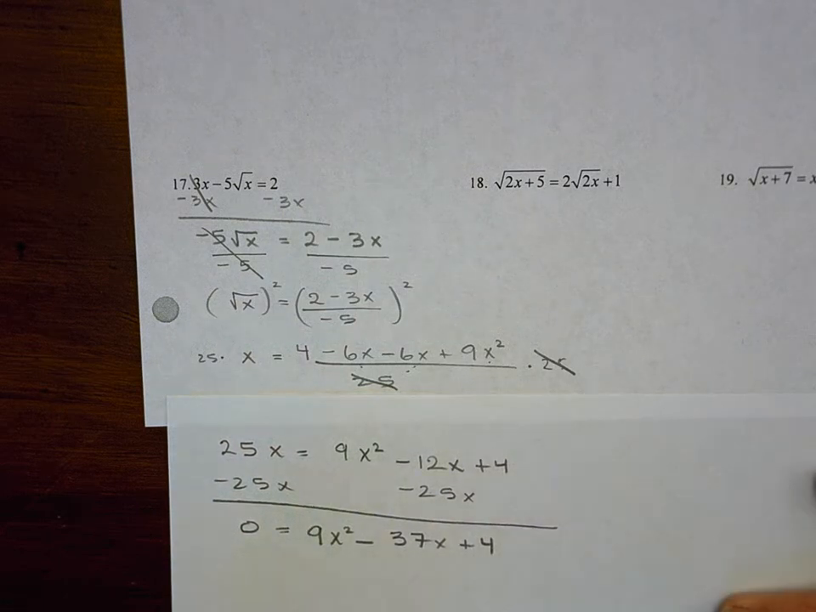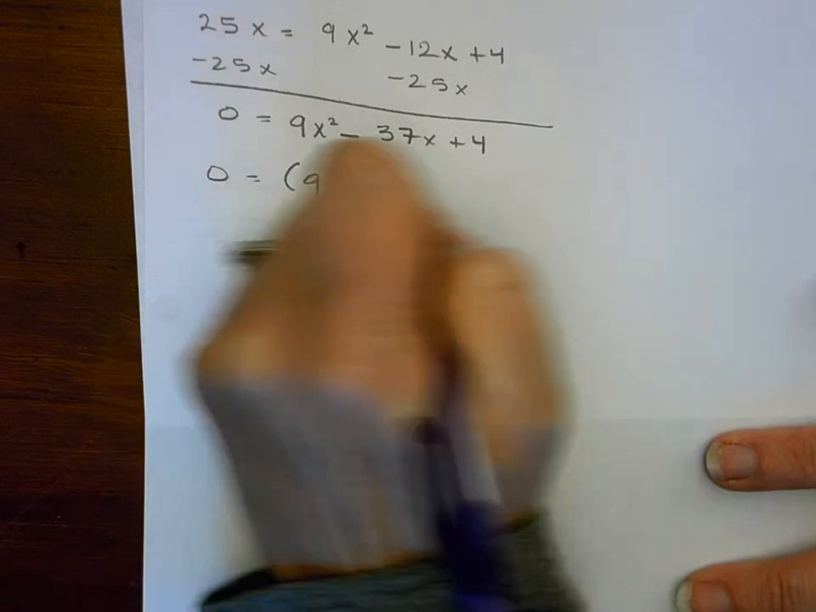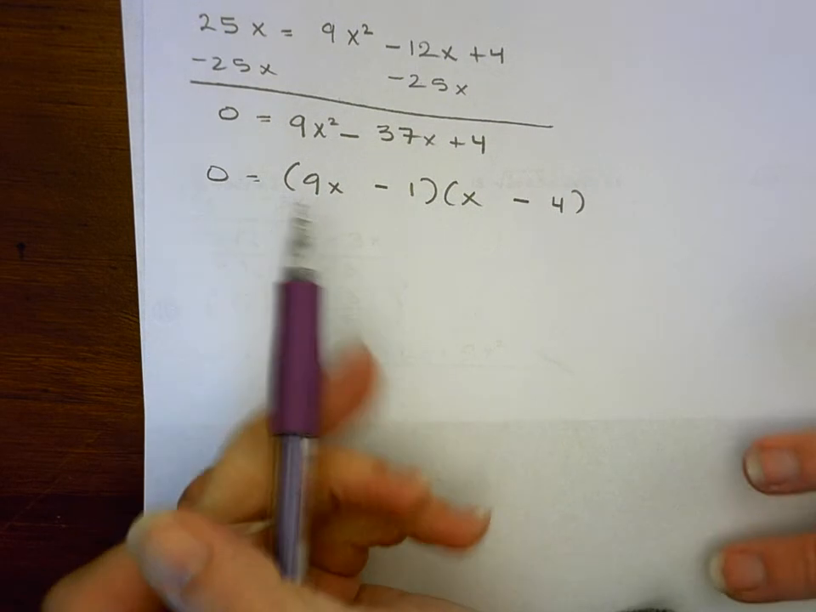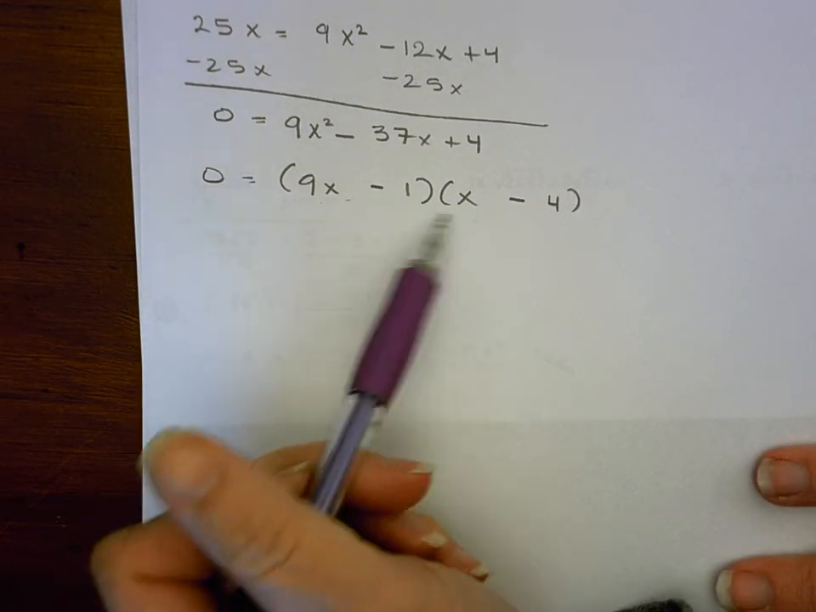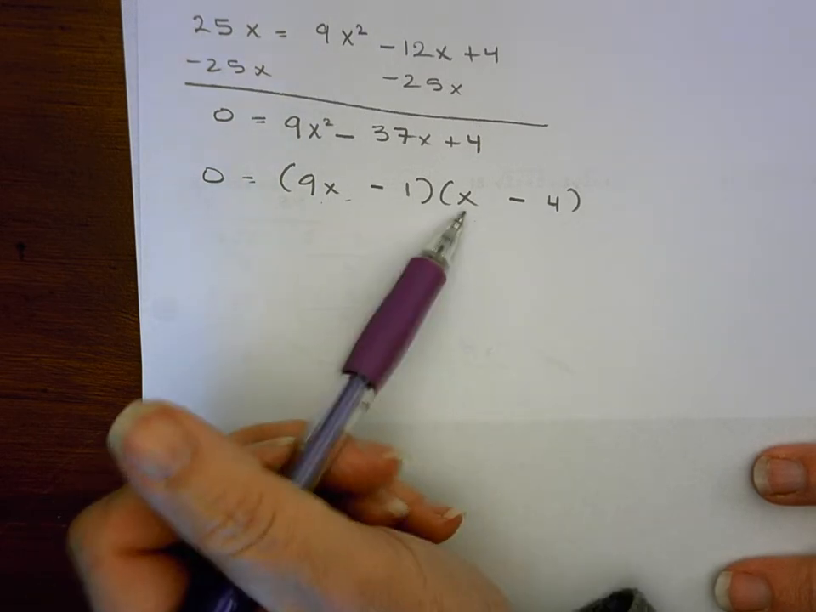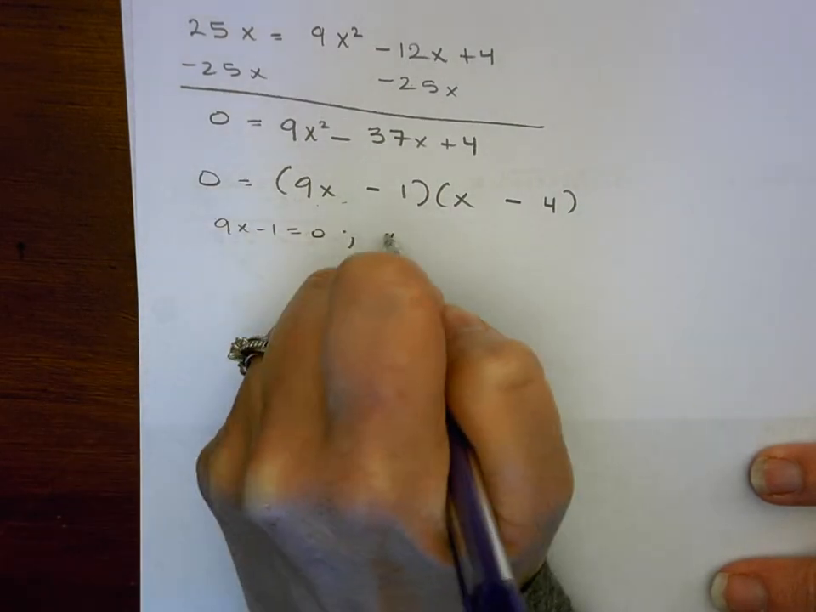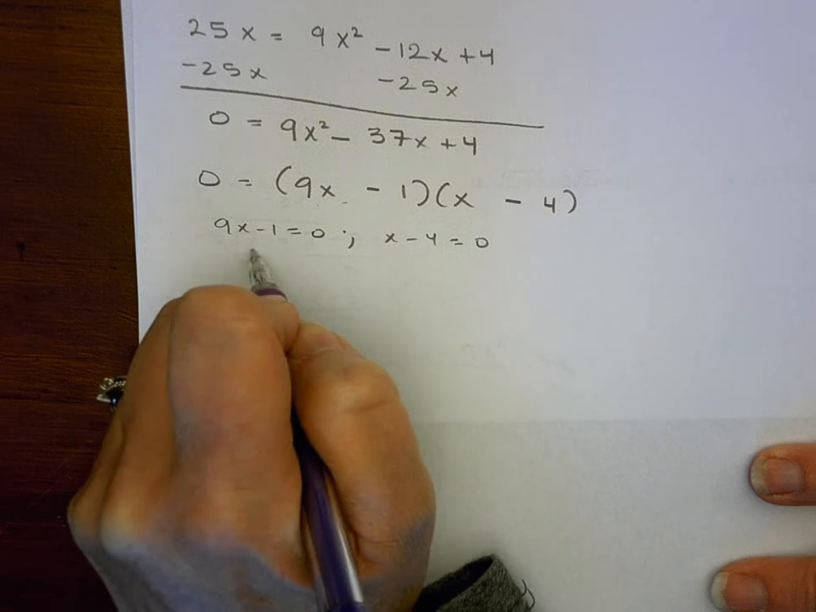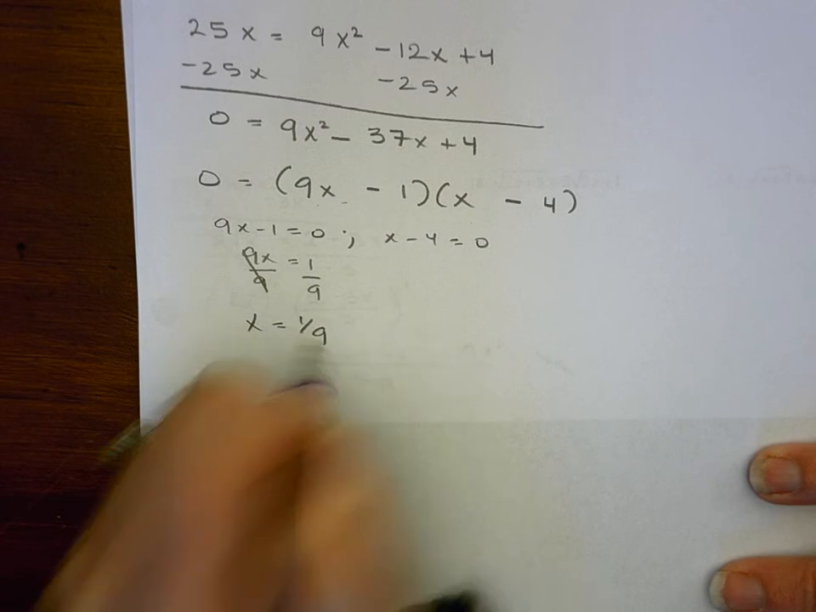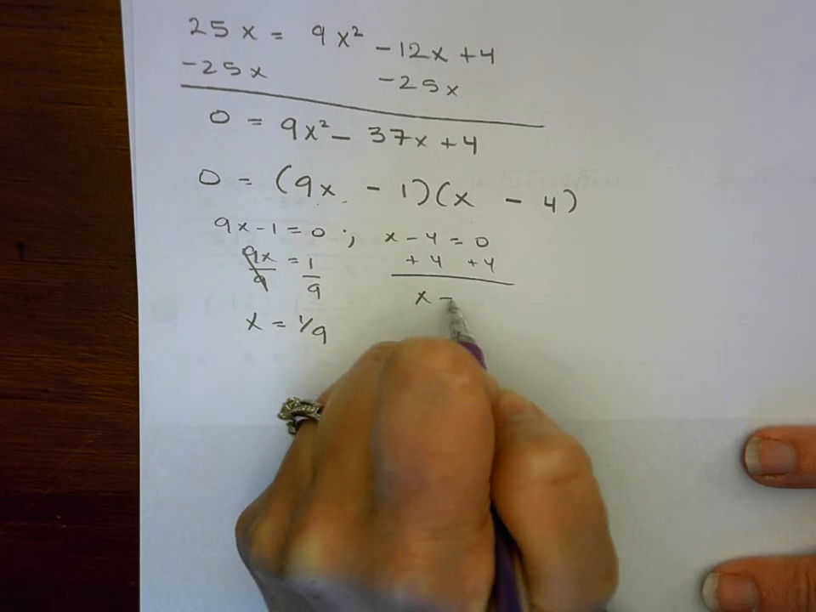And then I want to factor this. I'm going to slide this up. So then 9x squared is 9x times x, and 4 could either be 4 and 1 or 2 and 2. And I went for the 4 and 1 because that gives me 36 and 1, which is 37. And then set each factor equal to 0. So I'm going to add 1 over, and then divide by 9. So it will stay 1 over 9, right? And then here I'm going to add 4 over, so x equals 4.